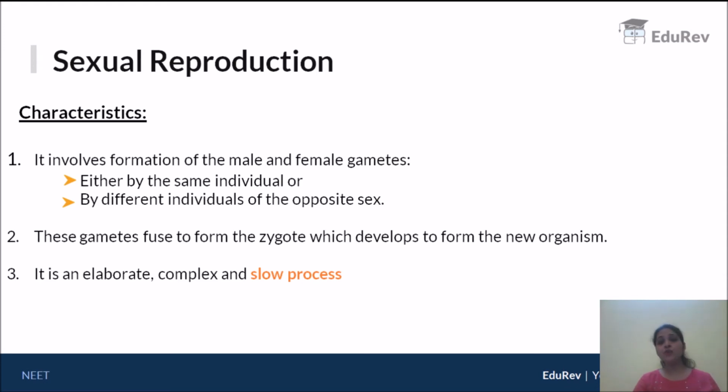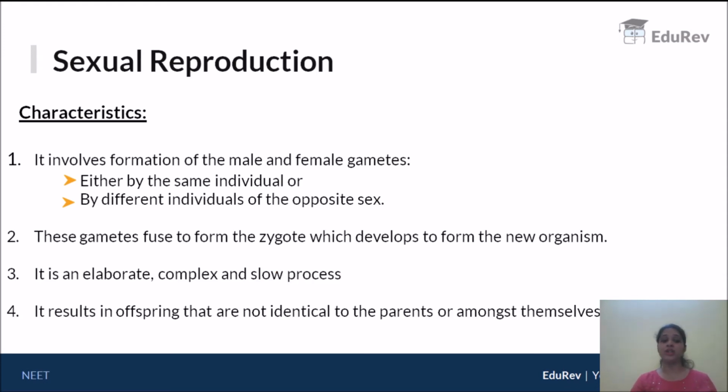And finally, the fourth characteristic of sexual reproduction is that the offspring produced from sexual reproduction are never identical to one another, nor are they identical to their parent. For example, you probably have siblings. Your sibling is not identical to you unless you have an identical twin. But otherwise, your sibling is not identical to you, nor is your sibling identical to either of your parents.